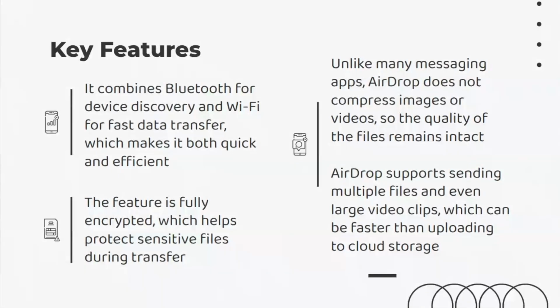Key features. It combines Bluetooth for device discovery and Wi-Fi for fast data transfer, which makes it both quick and efficient. The feature is fully encrypted, which helps protect sensitive files during transfer. And unlike many messaging apps, AirDrop does not compress images or videos, so the quality of the files remains intact. AirDrop supports sending multiple files and even larger video clips, which can be faster than uploading to cloud storage.